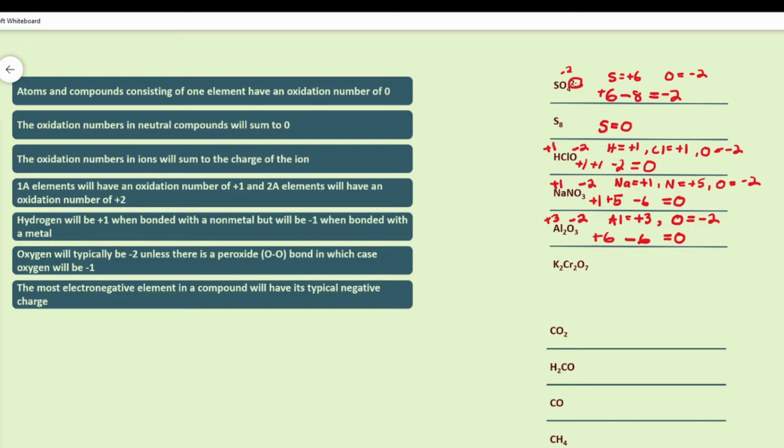Okay, and next we've got our potassium dichromate. So when we go through our rules, you're going to see that potassium, remember, has got to be a +1, but there's 2 of them. So we've got a +2 here. The oxygen has got to be -2, but there's 7 of them. And so that's actually -14.